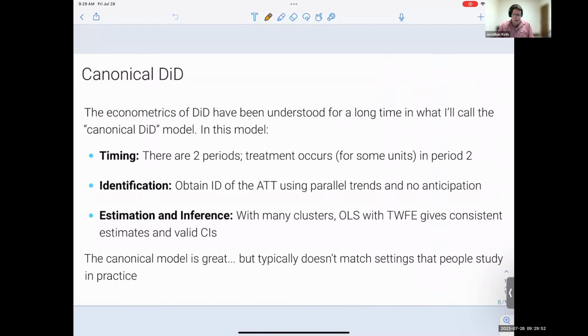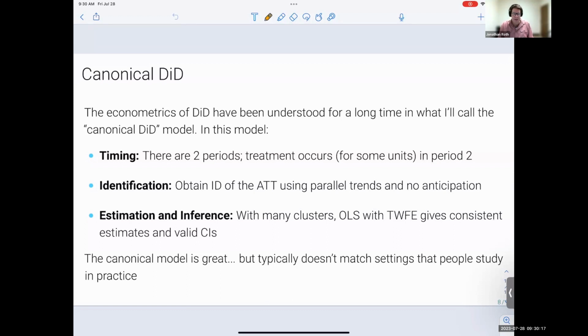The issue is that most difference and differences settings in the wild, if you actually look at empirical papers, while this canonical model is great and very simple, it turns out it typically doesn't match settings that people are going to study in practice. So there are very few difference and differences studies that actually have 2 time periods. Usually we have a lot more than 2 time periods.